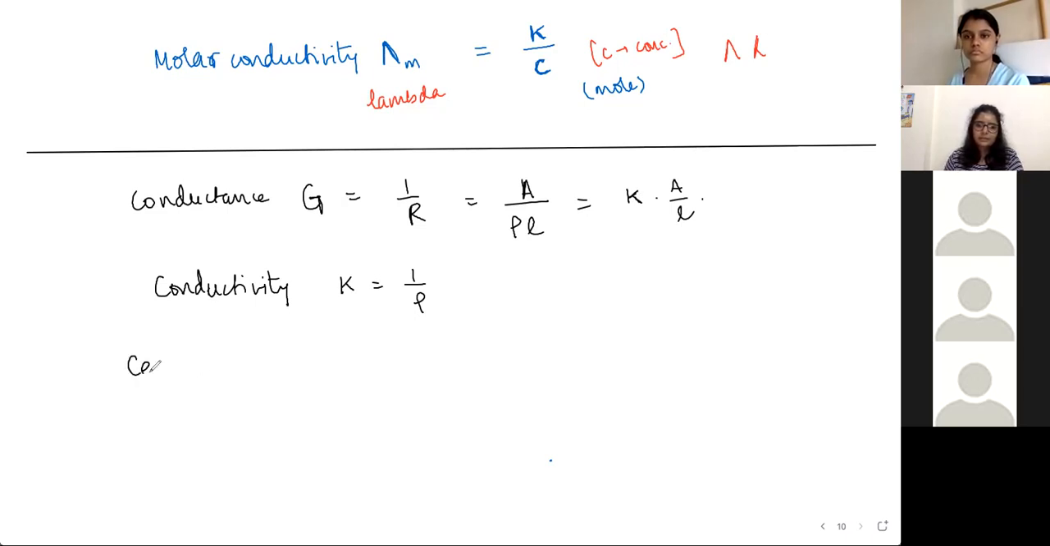Then we came across this quantity, cell constant. When we apply these formulas for electrolytes specifically, the quantity A by L is defined by the cell constant, denoted by G star, which is equal to L upon A. Applying it to the formula G equal to K into A by L, or 1 by R equal to K into 1 by L, this is also equal to resistance into the conductivity, or conductivity upon conductance.